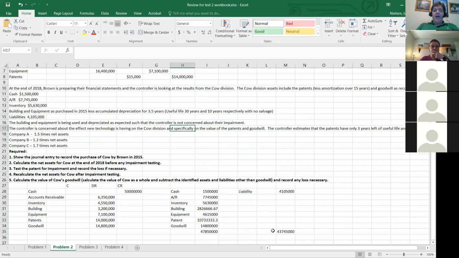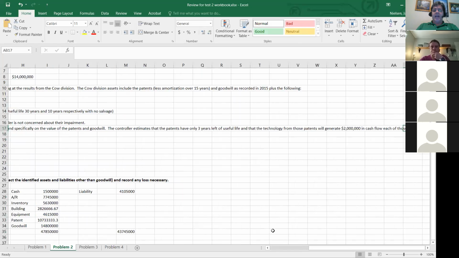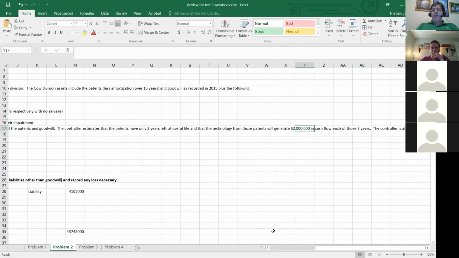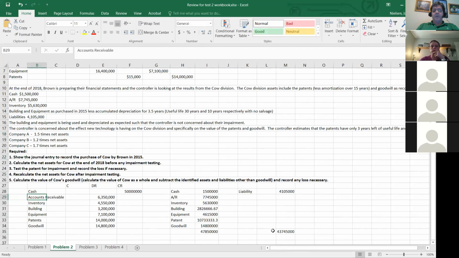Okay. So I think we have impairment, but just to test, they're going to generate $2 million in cash flow in each of those 3 years. 3 times 2 million, $6 million. Is that less than the carrying amount of the patent? And yes, it's not even close. Way below the carrying amount of the patent. So we're going to do the fair value of the patent.